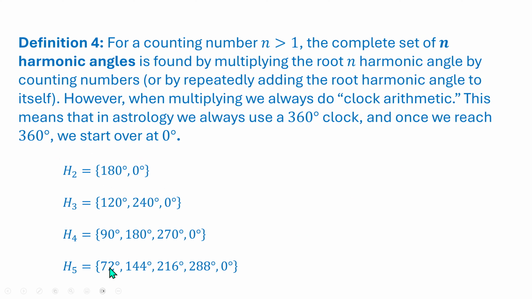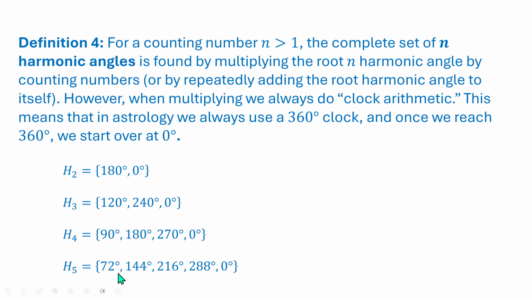I always begin with the root harmonic angle. And for counting number harmonics, you'll always end at 0 degrees. So the complete set of 2 harmonic angles is 180 degrees and 0 degrees. Just multiply this by 2 or add it to itself, you get 360 degrees, which reduces by clock arithmetic to 0 degrees. The complete set of 3 harmonic angles is 120 degrees, 240 degrees, and then 0 degrees. The complete set of 4 harmonic angles is 90 degrees, 180 degrees, 270 degrees, and 0 degrees.